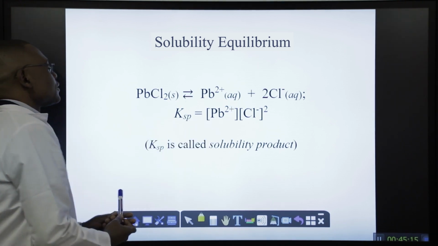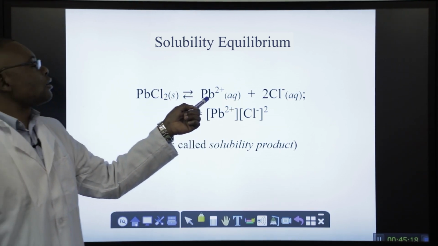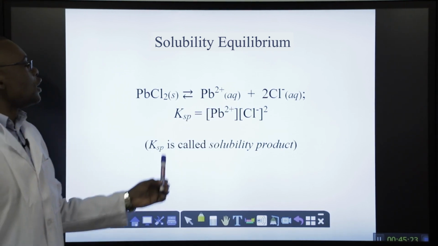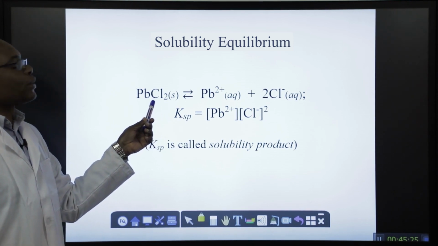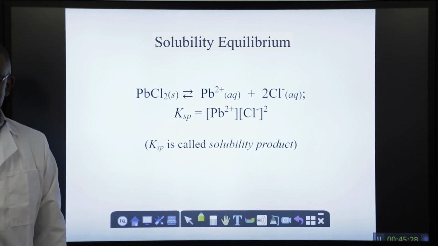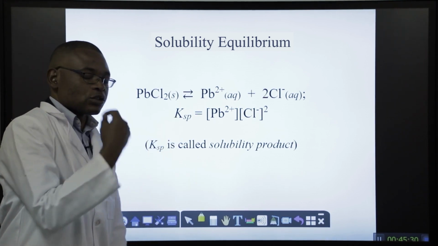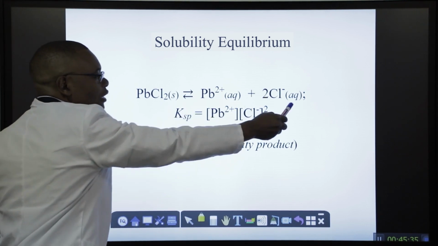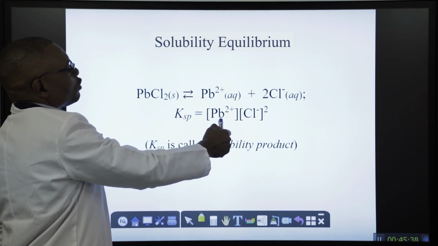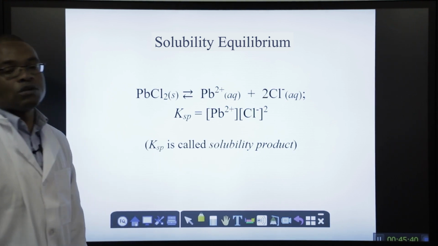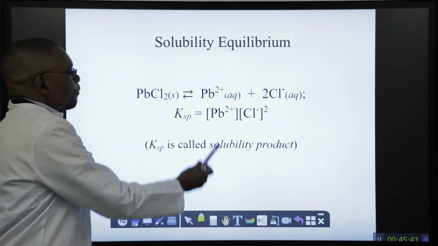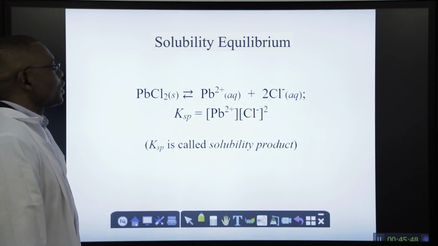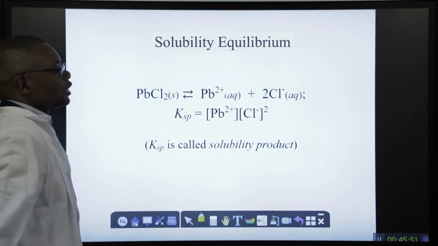So in this instance, lead chloride breaks down to Pb2+ ions in aqueous solution plus 2 chloride ions. So we are saying you do not incorporate a solid in an equilibrium expression because a solid's concentration does not change. So Kc for this expression is going to be the concentration of Pb2+ times the concentration of Cl- squared. And since this is solubility, something dissolving, Kc changes to Ksp, the solubility product, which is represented like this.